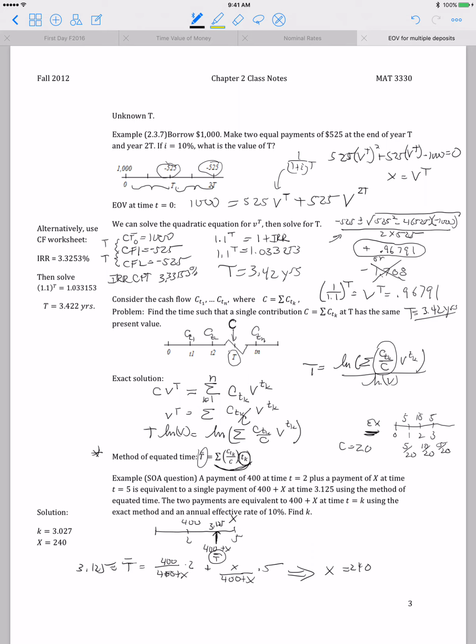Now the next sentence contains the unknowns. It says the two payments are equivalent to 400 plus X at time t equal K using the exact method. Okay, so let's use the exact method. Using the exact method, I have 400 discounted back 2 years using 10% interest, compound interest, and the $240 payment, the X, which I just found, discounted back 5 years.